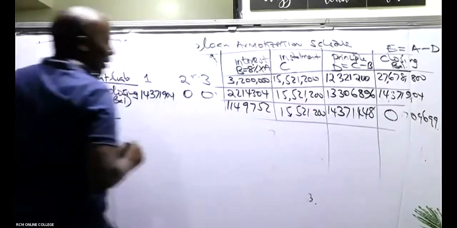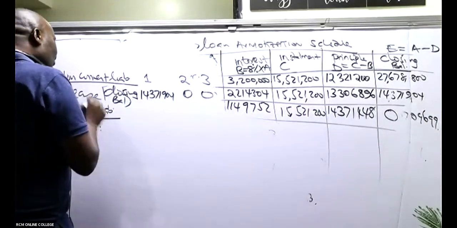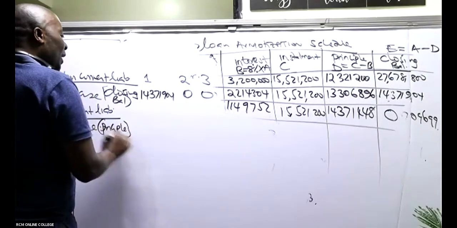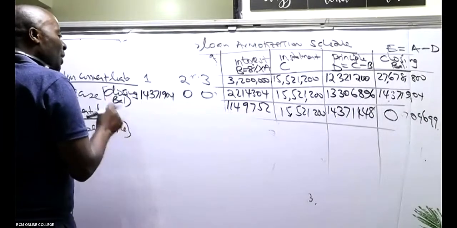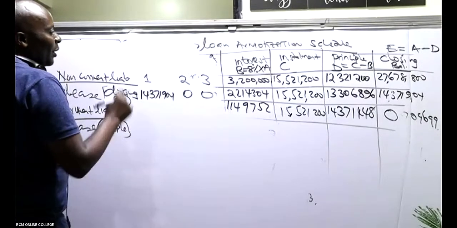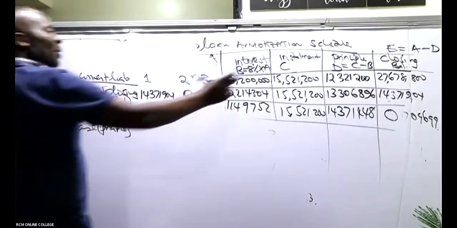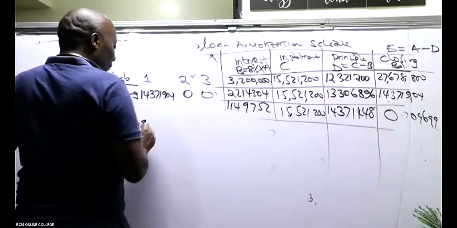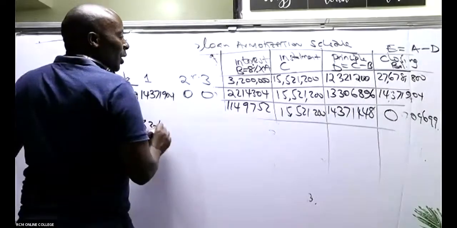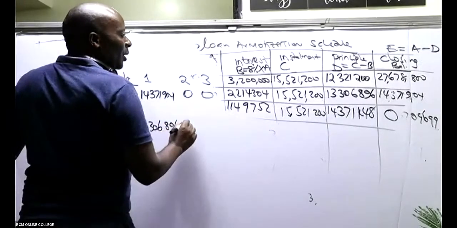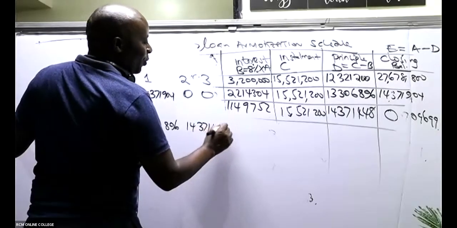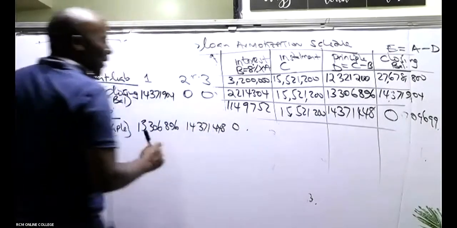Here there's nothing. For lease current liability, pick in this case the principal. Again, from where? From year 2 onwards. Pick without even reasoning. You pick the principal, but from year 2 onwards. So we have here 13,306,896. This will be 14,371,448, whatever. And then, of course, there will be a 0 there.